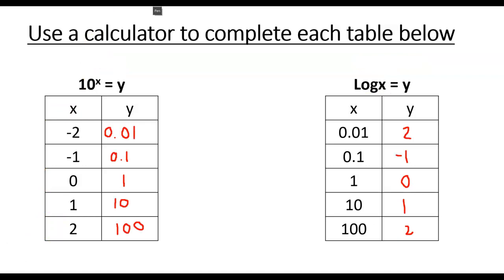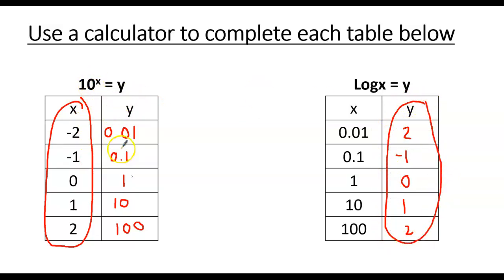All right, and so this is what you should have gotten by doing that. And hopefully something's catching your eye here. It's the fact that these two tables are exactly the same. It's just that for this one, its x values are the y values of this function, and vice versa. The y values of this function are the x values of this function.